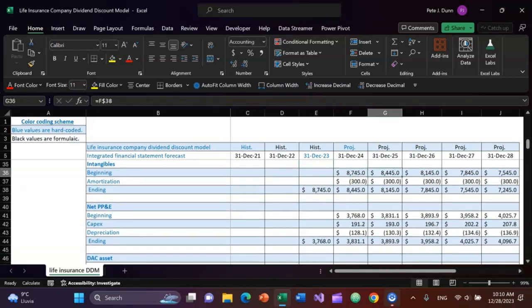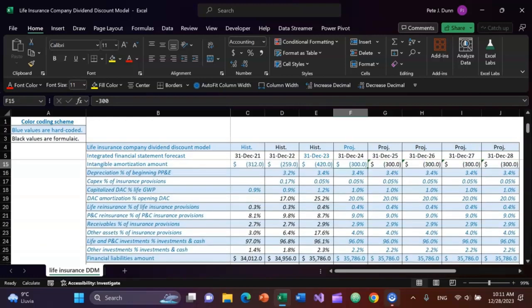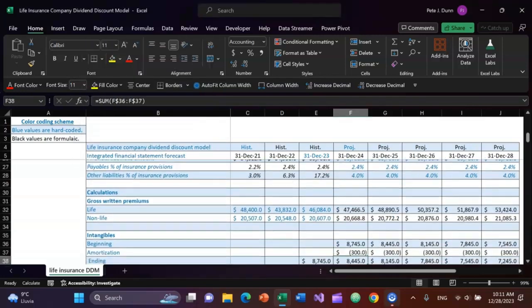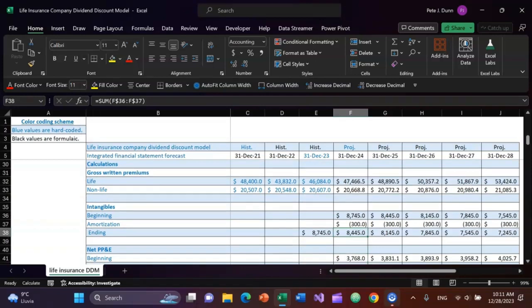And so row 36 is just referencing that. Control left bracket, F5 enter. Then I'm subtracting amortization. Let's go up to row F as in Foxtrot 15 by pressing control left bracket, and you can see I have my intangible amortization amount forecast. That's what that's referencing. Then you sum up rows 36 and 37 to get the ending goodwill and other intangibles.